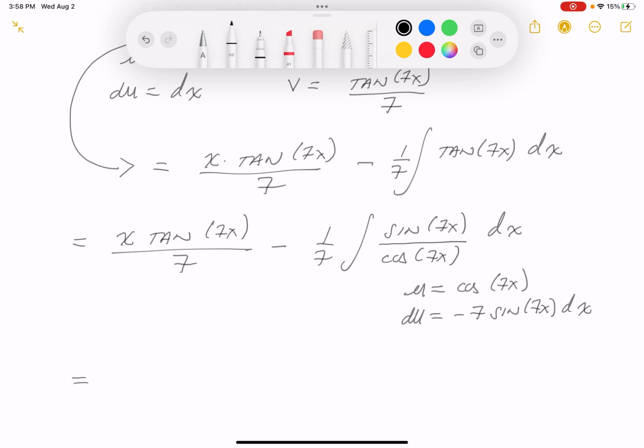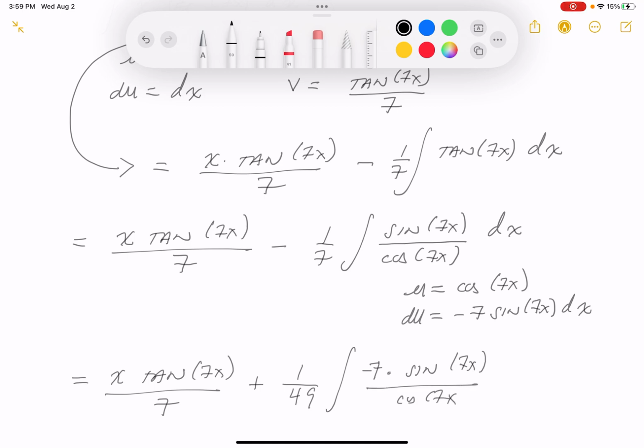Let's write this over again. x tan 7x over 7. I'm going to write this as plus because I want to bring the minus on the inside. And I give it 1 over 49, minus 7 times sine 7x over cosine 7x dx. Before I go on, you really should look at this and say, did I really write the same thing down? If you were to look at the minus 7 over the plus 49, you're getting minus 1/7. So that's fine. Now, you may wonder why I've done that.